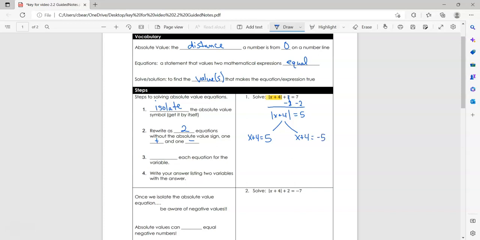And I'm going to solve both of those super easy equations for x by subtracting 4 on both sides, and I get x equals 1. And on this one, I get x equals negative 9. Okay, so that was me solving each equation. And our solutions are x equals 1 and x equals negative 9.